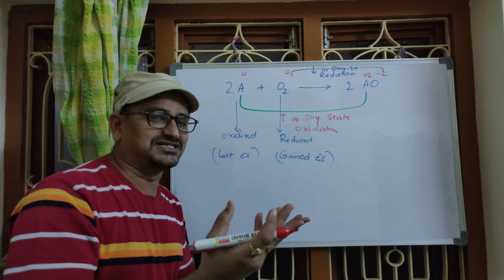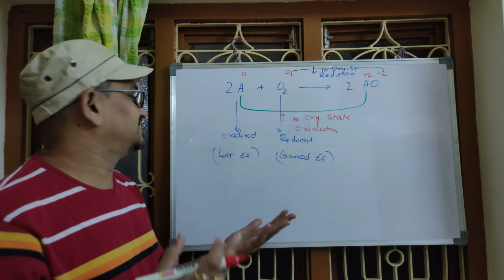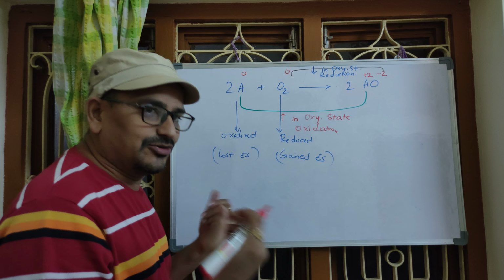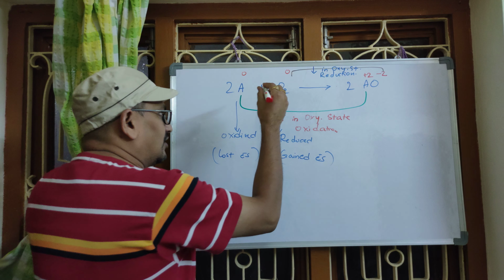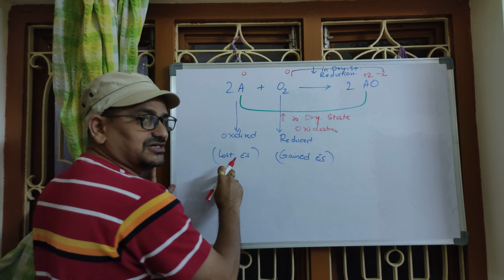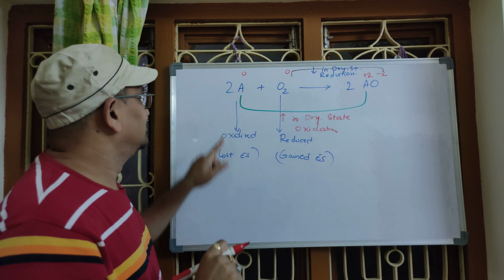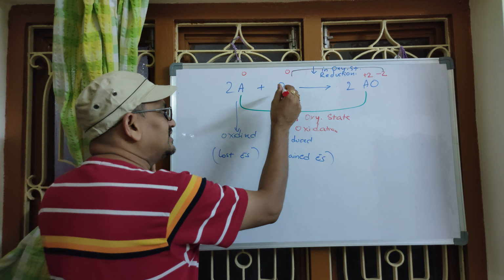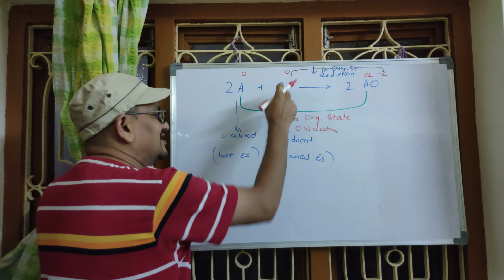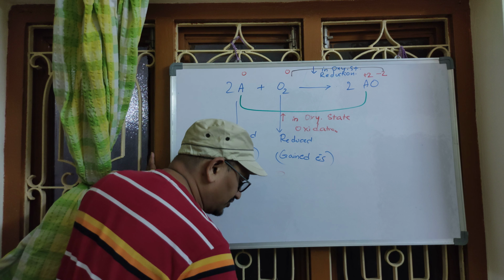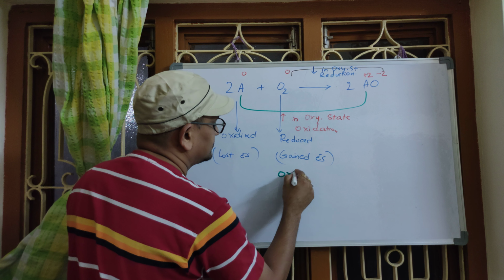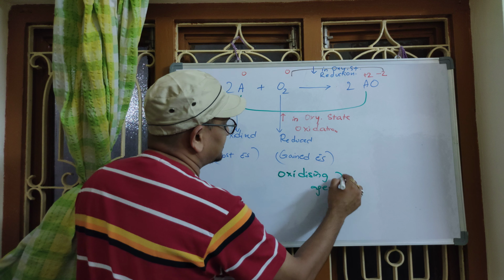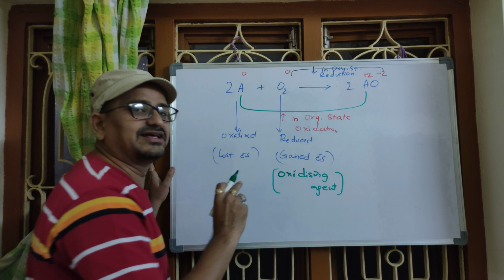To whom had it lost them? That's the immediate question you have to raise. To oxygen. So without oxygen, this cannot be oxidized. O₂ is responsible for this oxidation. That's the final point we have to understand. For this oxidation, who is responsible? O₂. As O₂ is responsible for the oxidation of A, O₂ is called the oxidizing agent.